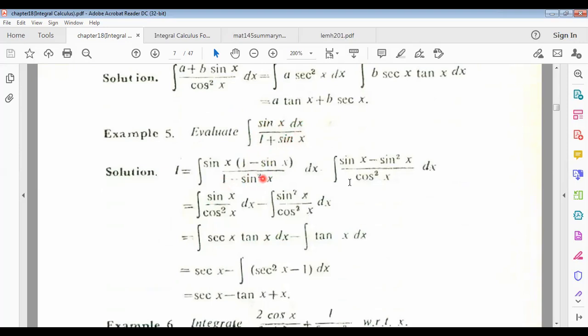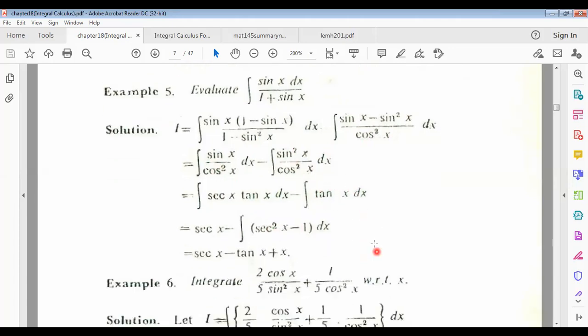1 minus sin square x means what? Cos square x. So sin x divided by cos square x, okay, and sin square x divided by cos square x. Remember it: sin by cos means what? Tan. And 1 by cos means sec. And this is tan square x. Again, tan square x means what? Sec square x minus 1.